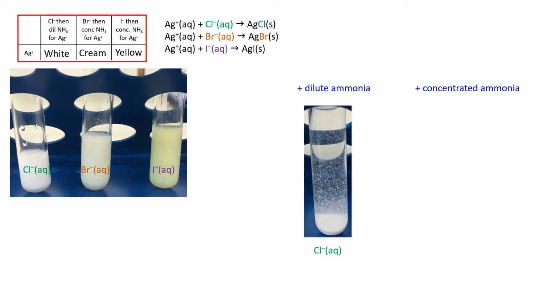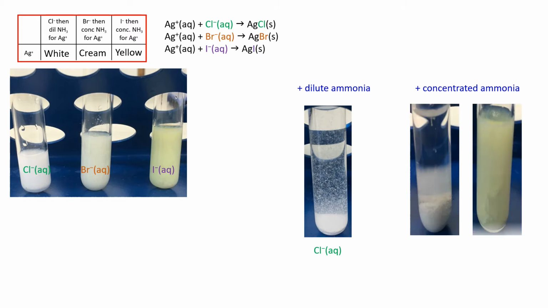Now, as I said, dilute ammonia has no effect on the bromide and the iodide, but if you take concentrated ammonia and you add it first of all to bromide, then it starts dissolving that. So again, you can see here's the clear part where I had added in the concentrated ammonia. It's dissolved some of the silver bromide. There's still some silver bromide left in there, but concentrated ammonia had no effect on the yellow silver iodide precipitate.